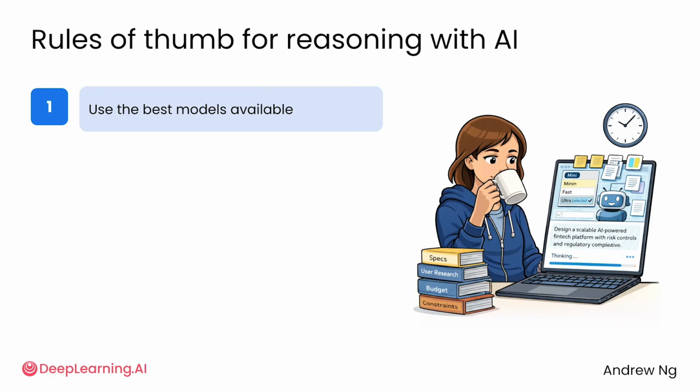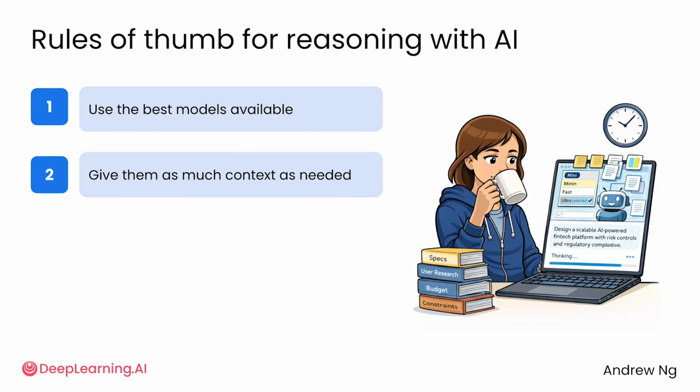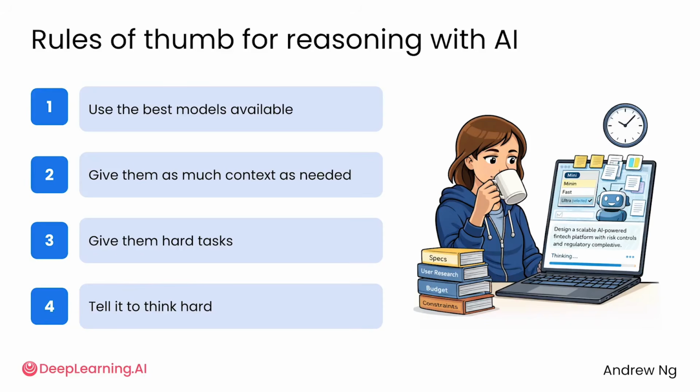To wrap up, if you want to use AI to reason at length about complex problems, I encourage you to use the best models available. The best models are often better than models that are maybe 6 to 12 months older. Remember to give it as much context as is needed to carry out the task. It's okay to try giving it hard tasks to see what it can do, so don't just give it trivial tasks. And lastly, either select thinking mode or just tell it in the prompt to think hard.